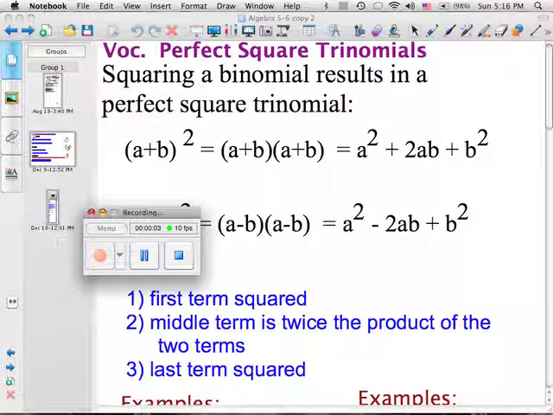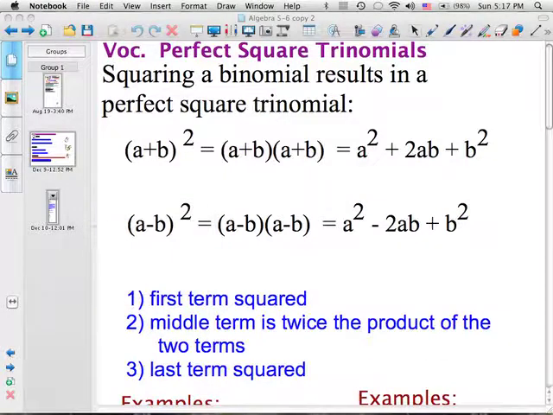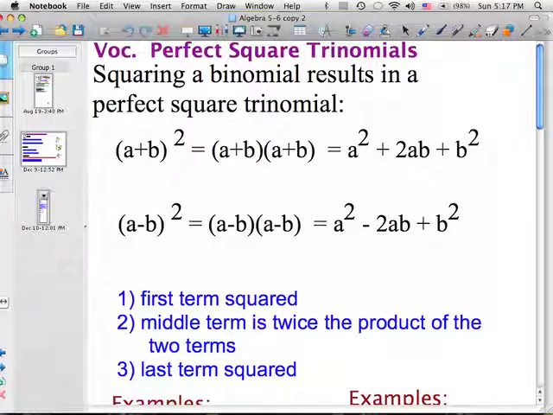We are on chapter 5, section 6. We're working with another product of two binomials. This time the binomials are identical, and what happens is we get what we call a perfect square trinomial. We get a trinomial, three terms.